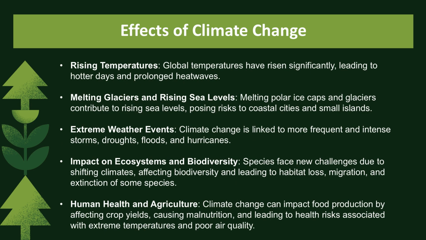Climate change leads to rising global temperatures, melting glaciers, and rising sea levels, which pose risks to coastal cities. It also results in more extreme weather events, such as storms, droughts, and floods, impacting agriculture and biodiversity. This puts pressure on both human communities and ecosystems, making adaptation and mitigation critical.